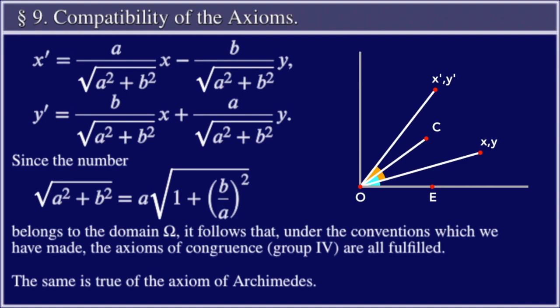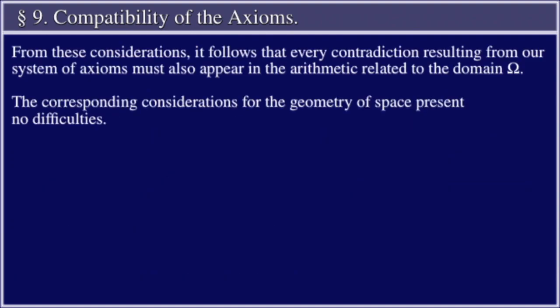Since the number belongs to the domain omega, it follows that, under the conventions which we have made, the axioms of congruence, group 4, are fulfilled, and the same is true for the axiom of Archimedes. From these considerations, it follows that every contradiction resulting from our system of axioms must also appear in the arithmetic related to the domain omega.